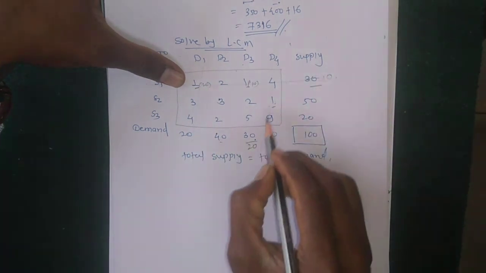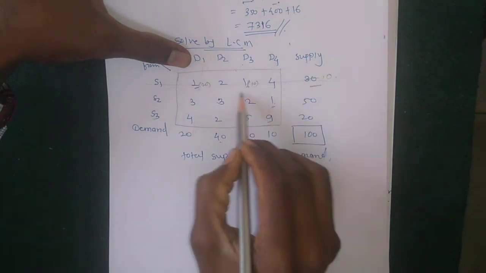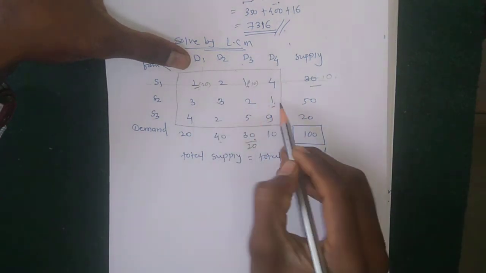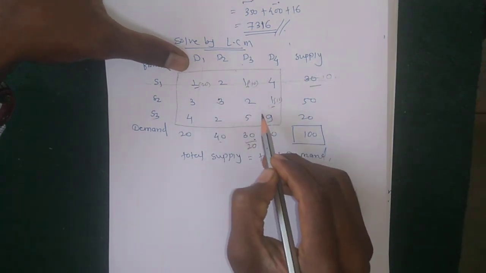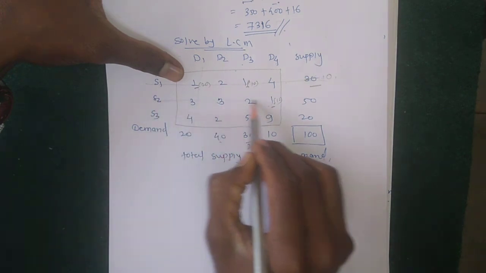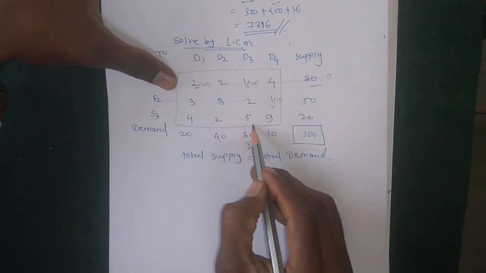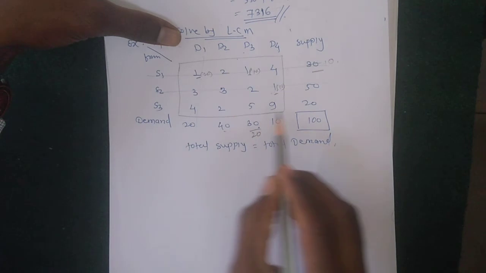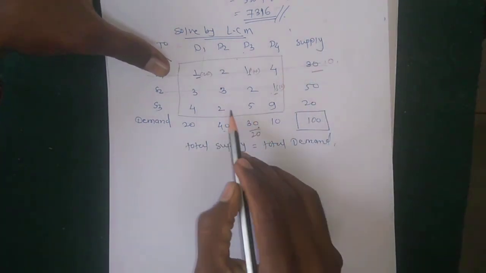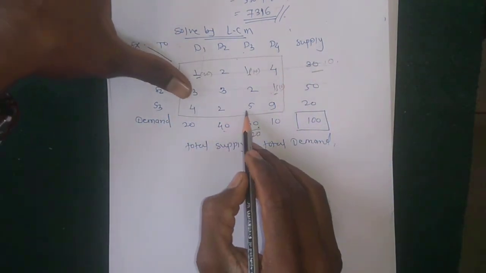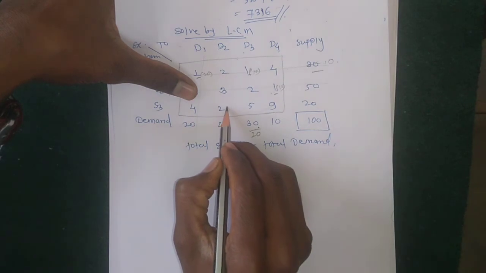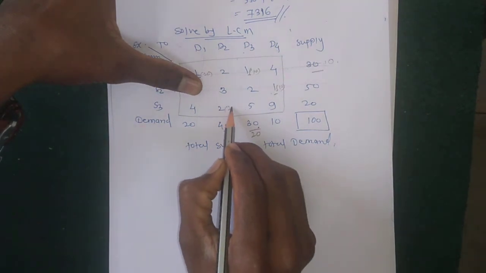Then the smallest element in this is 1. So here again 10. So removing this, only one row and one column remain. One row and three columns. So again the smallest element is 2, with value 20.